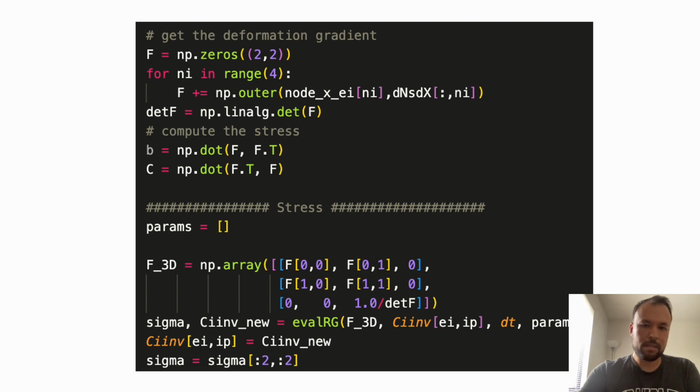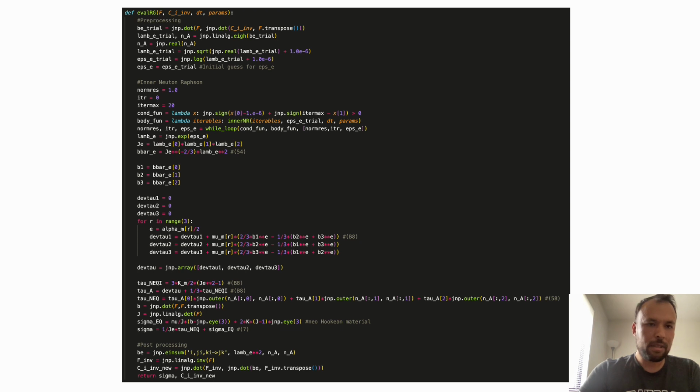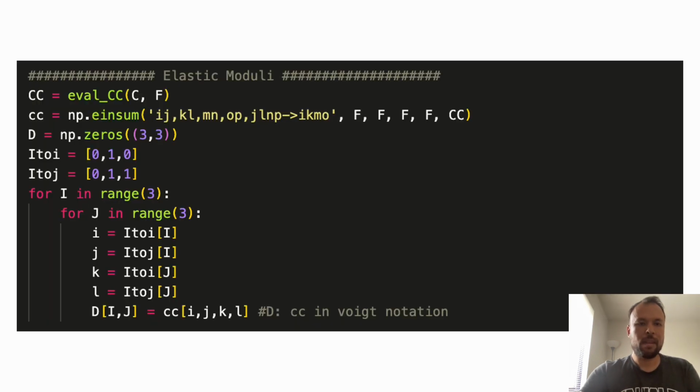This is the same thing that we had in class. The only difference is my stress is obtained in terms of this evalRG, which is the evolution equation. It takes F, it calculates b from that F, and then it follows through with the evolution equation to get tau in a Q, and from that it gets sigma and returns the sigma.